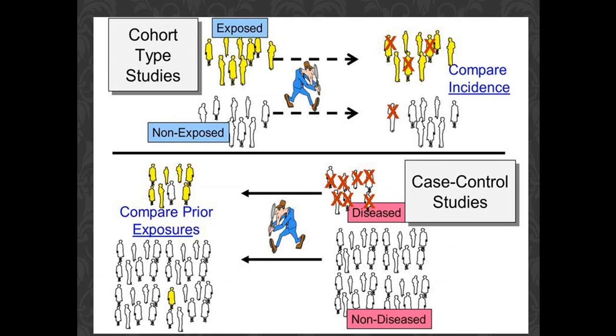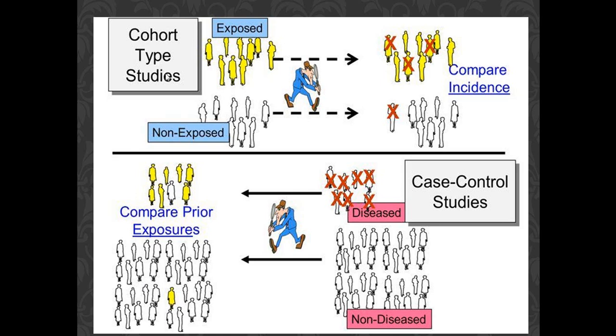This is an example of a cohort type study and a case control study. As we said, in case control, the researcher starts from two categories of the population, one of them already diseased and the other non-diseased, and he goes back to check and compare the prior exposure, maybe for malignancy, comparing exposure to radiation or to certain materials that increase the risk of malignancy, like asbestos and others.